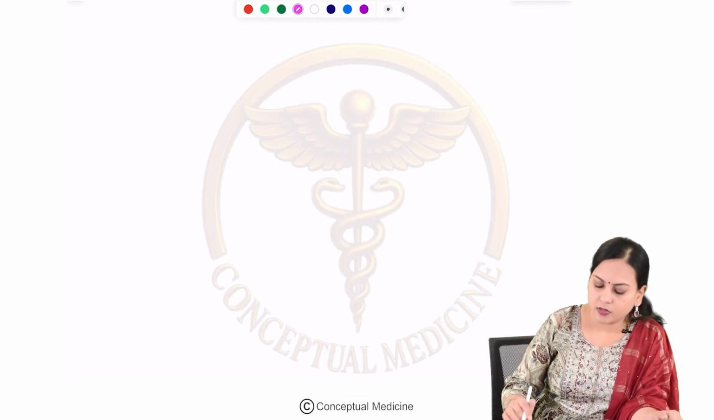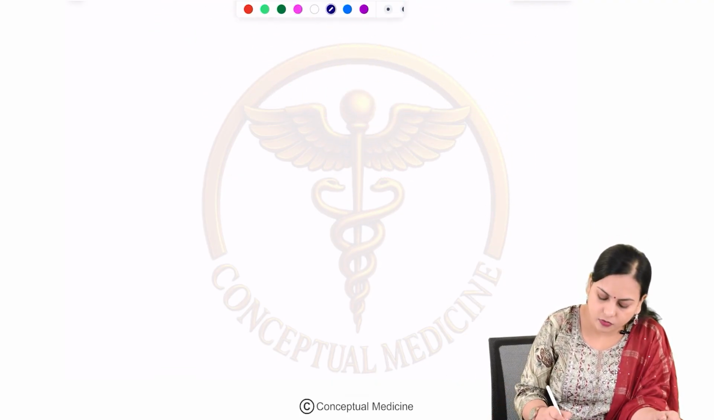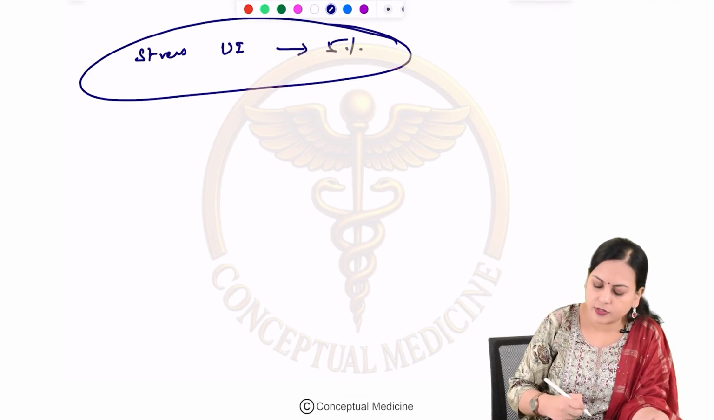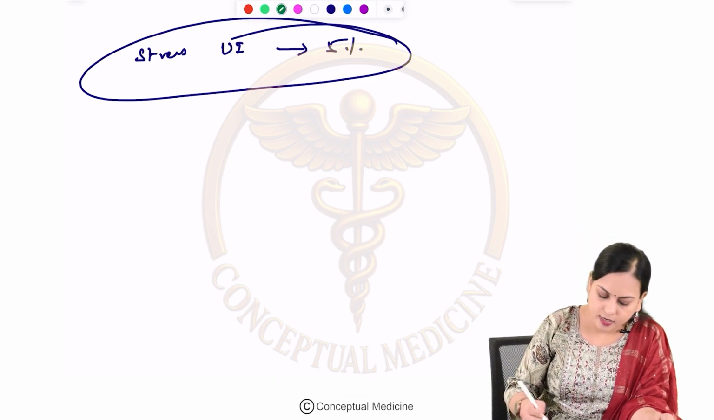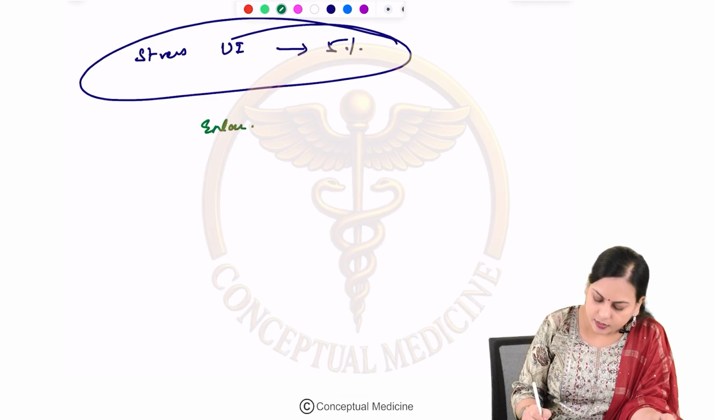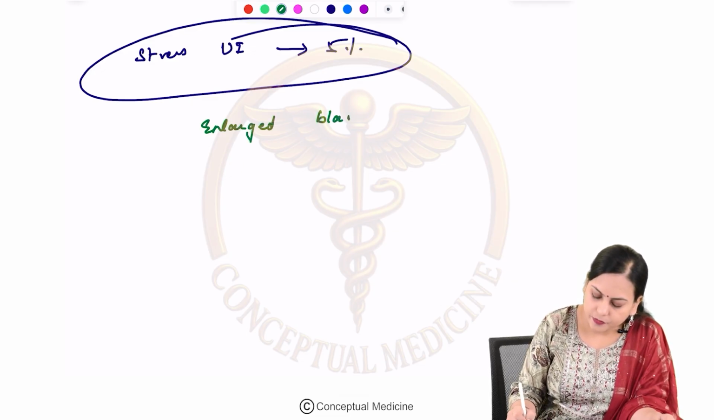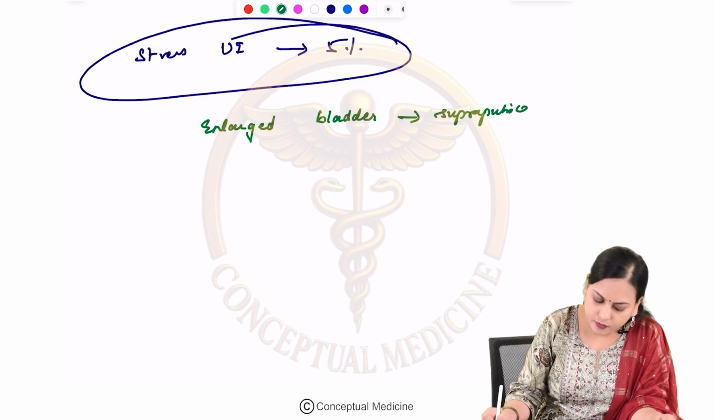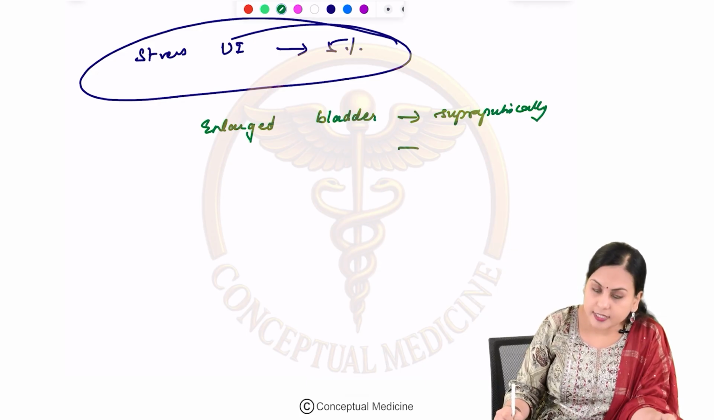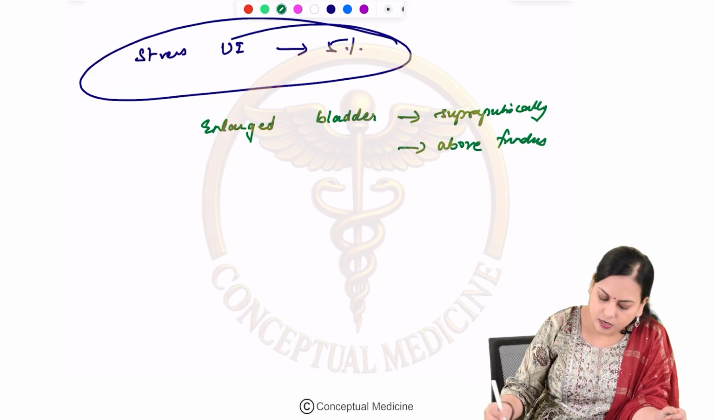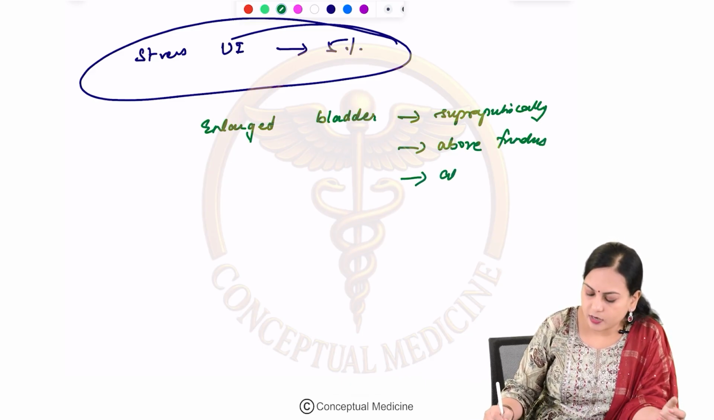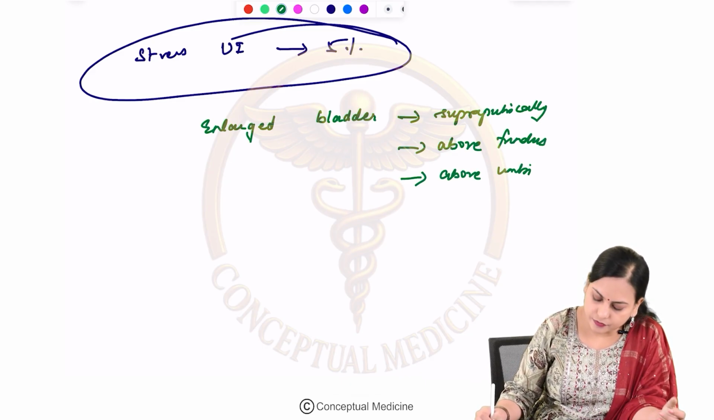Okay. So all these things you have to know. Then you have to know that stress urinary incontinence can also happen in 5% of the women during her puerperal state. Clear? Right. Sometimes the enlarged bladder can be palpated suprapubically, or it can be elevated above the fundus or even sometimes above the umbilicus.